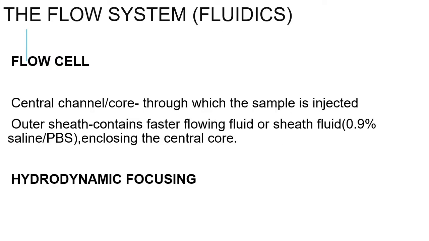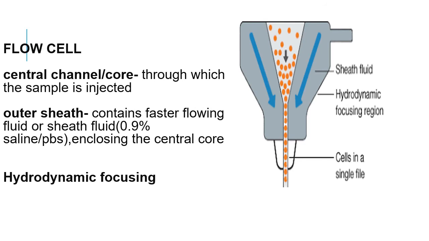So, in the fluidic system, there is a flow cell. The purpose of the flow cell is to focus the sample so that there will be a single cell at a time. The focusing of the sample is done with the help of sheath fluid. When the sample is injected into the flow cell, the flow cell has the sheath fluid. So there is an outer sheath fluid, and this fluid contains 0.9% saline or PBS, and it encloses the central core. In the central core, you have the sample, which is surrounded by the sheath fluid. Then it uses the hydrodynamic process to focus the sample.